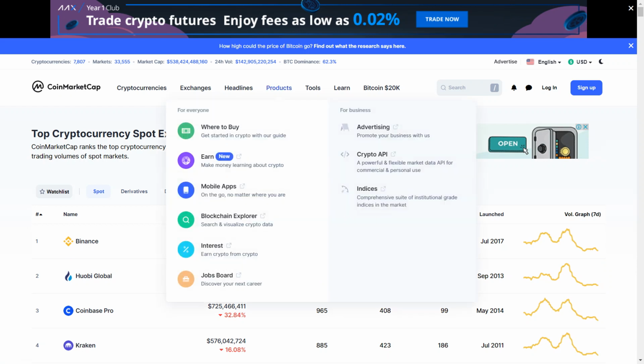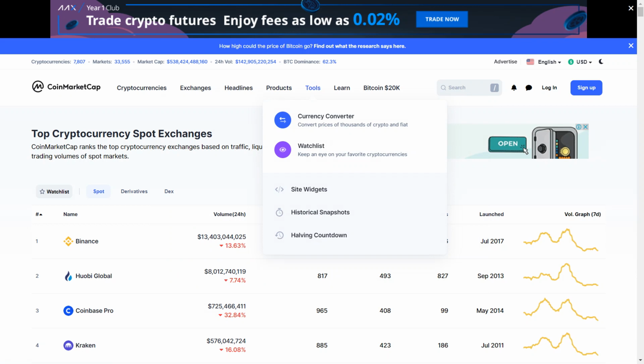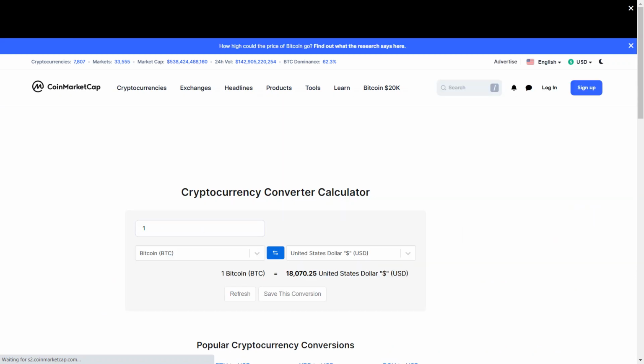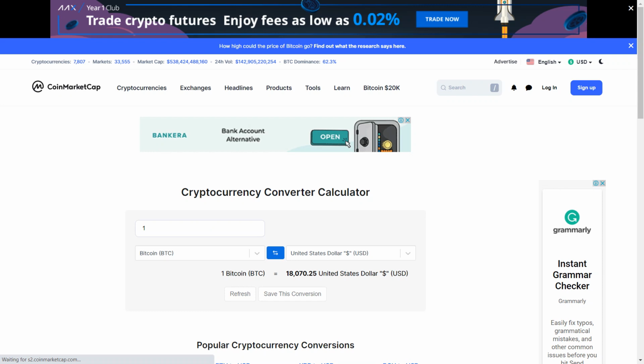In the products section, we have where to buy, and how to start your successful business. Let's continue. What do we have in the tools? Here we find the currency converter and watch list. What is the currency converter? This is an electronic calculator to convert your cryptocurrency into United States dollars or United States dollars into the currency.